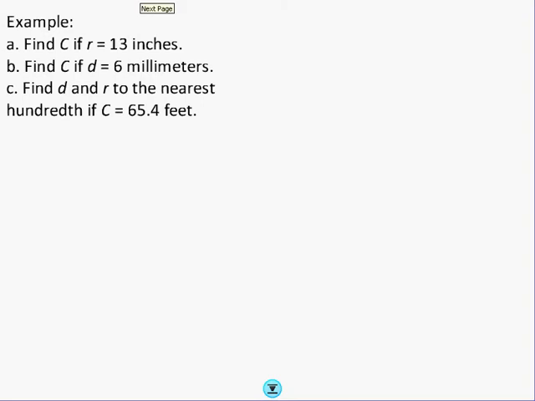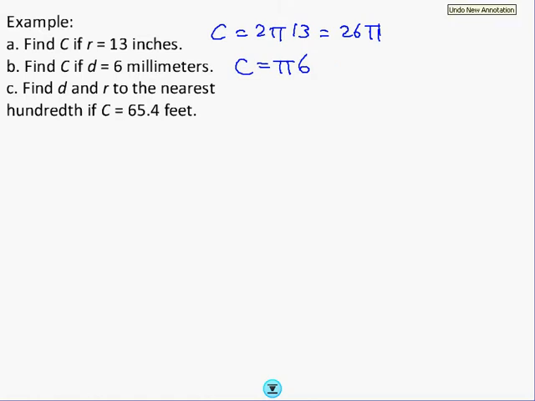Okay, some simple examples. Find the circumference if the radius is 13. Well, the circumference is 2 times pi times the radius, so in this case that's 26 pi. Feel free to approximate that in your calculator if you wish, or leave it alone. Okay, find the circumference if D is 6 millimeters. Well, circumference is pi times D. You can leave it at 6 pi. I kind of want to write the whole number before the irrational one, but that's just me.